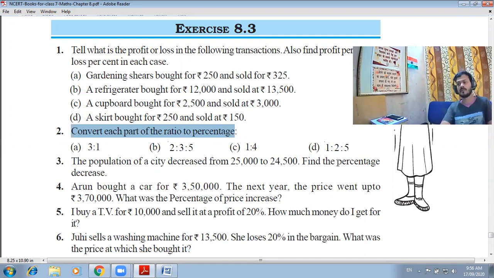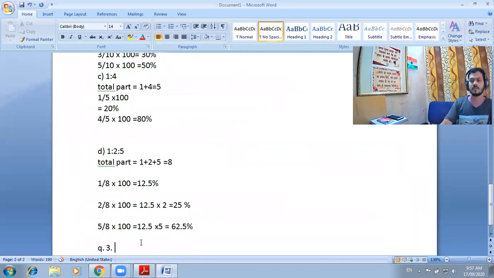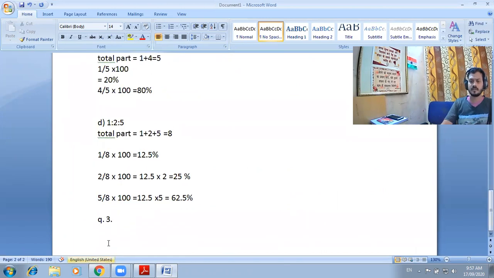How can we calculate the percentage of decrease? It is similar to the formula for percentage of loss. Everyone knows percentage of loss equal to loss divided by CP into 100. So similarly, you can apply the formula for percentage of decrease equal to decrease divided by initial value into 100, and use the percentage symbol, so you get the percentage of decrease.